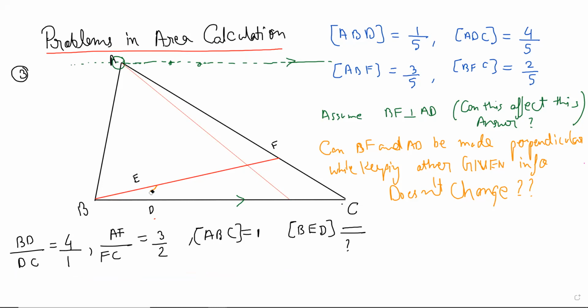Now the question is, let me also change this. E, and this is T. So you see BD to DC is 4:1 and that's 3:2. Now the question is, can we make this perpendicular without changing the ratio, right? And I was saying that you can move A, right?